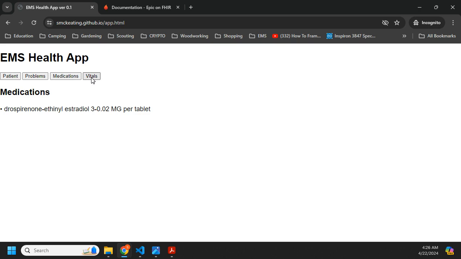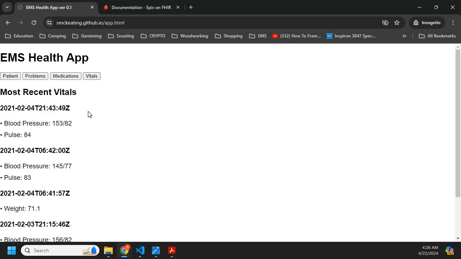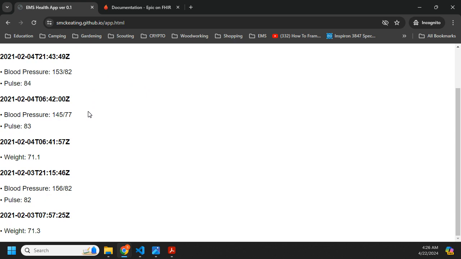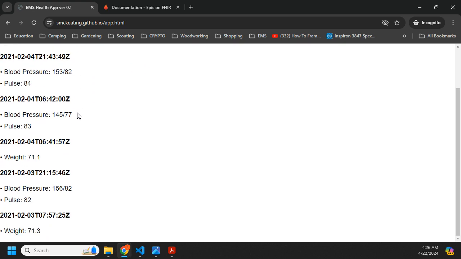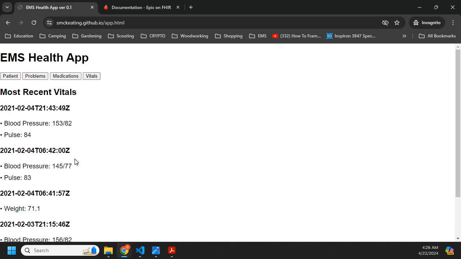And then vitals, I picked the most recent vital signs. I picked 5 sets, so you can scroll back and you can see there's five vital signs. And if you look, there's a couple different weights listed, because weight is captured as a vital sign in the FHIR data, FHIR resources.